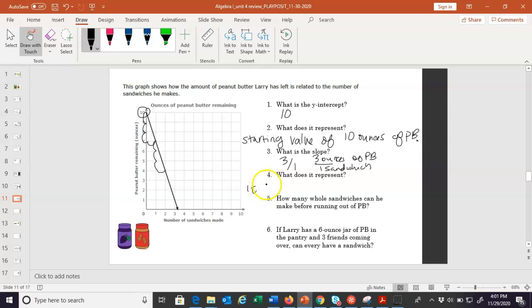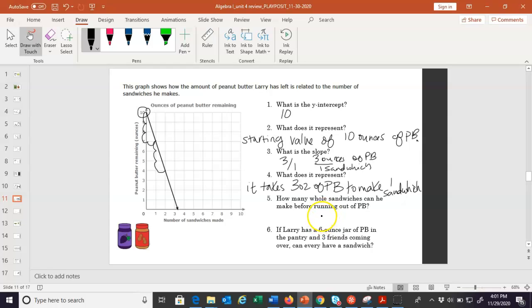So it takes 3 ounces of peanut butter. I've been using PB. I hope you guys caught that. To make 1 sandwich. Of course, this is just an estimate. This is the amount of peanut butter it took Larry to make his sandwich. Your sandwich could vary, but we're saying in general that he's going to put a 3-ounce amount of peanut butter on each sandwich. So how many whole sandwiches can he make before his peanut butter runs out?